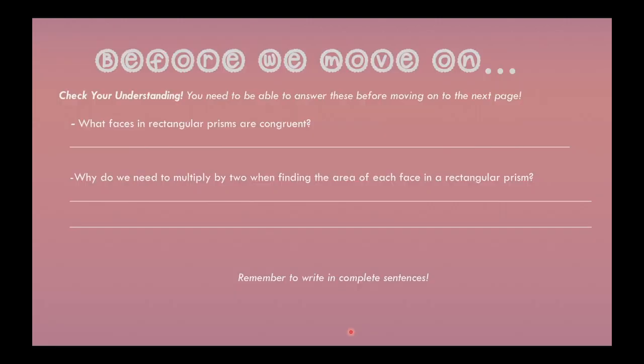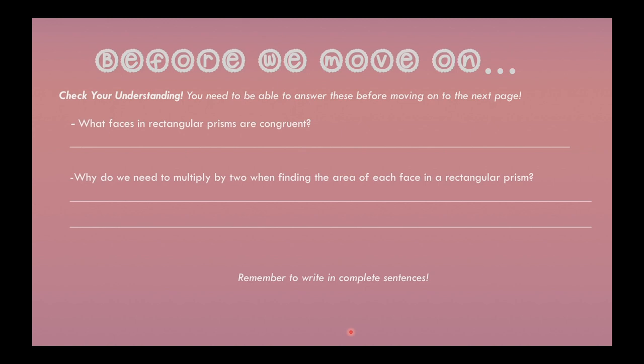All right, before we move on, we need to make sure we understood what we just talked about, what you looked at on your page. And if you're unable to answer these questions, I highly advise you to either reread your resource or go back and rewind this video and listen to what we just talked about, because both these questions were answered in one way or another. So the first question is, what faces in the rectangular prism are congruent?